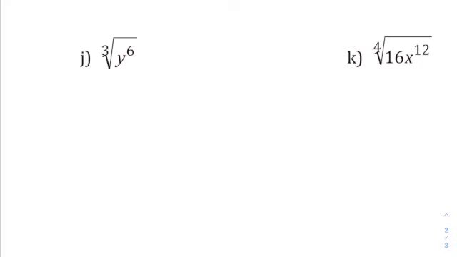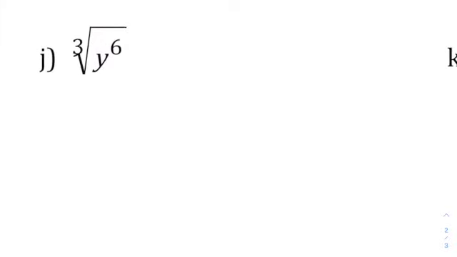Example letter J. Notice the index number in this case is going to be 3. Now because of 3, we are going to divide by 3. So 6 power divided by 3 power is going to be 2. So when we're talking about index number, we are actually looking at the powers. So that's going to be just y to the 2nd power.